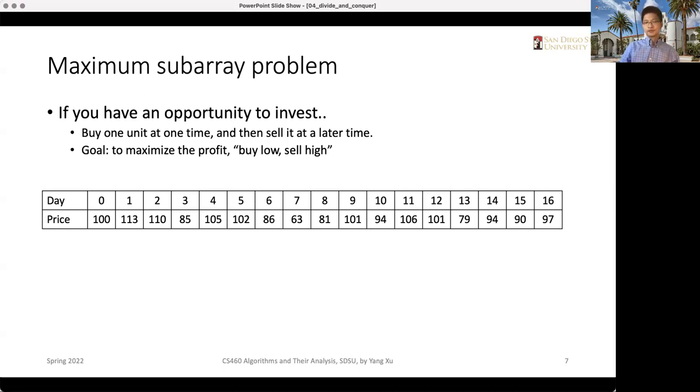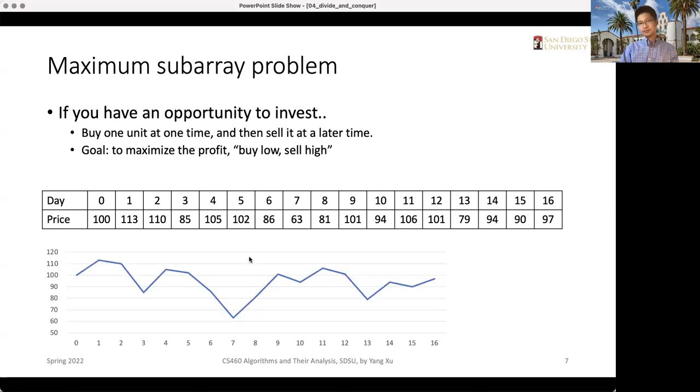We know the price for a stock from day 0 to day 16, 17 days, all the prices, right? And we can quickly plot all these prices. Then our goal is to find a day to buy and a later day to sell so that our profit is maximized. Okay, so it looks like a pretty common problem.